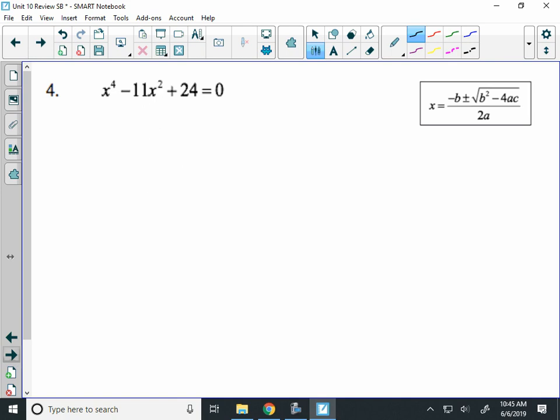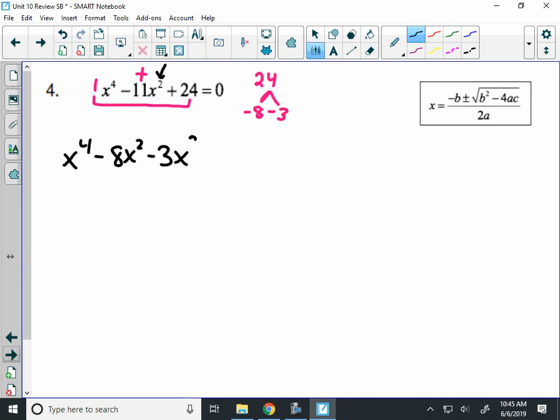Number 4, I have a quartic, which means I have 4 solutions. I'm going to factor by split the middle. Two numbers that multiply to 24 and add to negative 11 would be negative 8 and negative 3. So when I split the middle here, I have x to the 4th minus 8x squared, because my middle term has a squared, minus 3x squared plus 24.